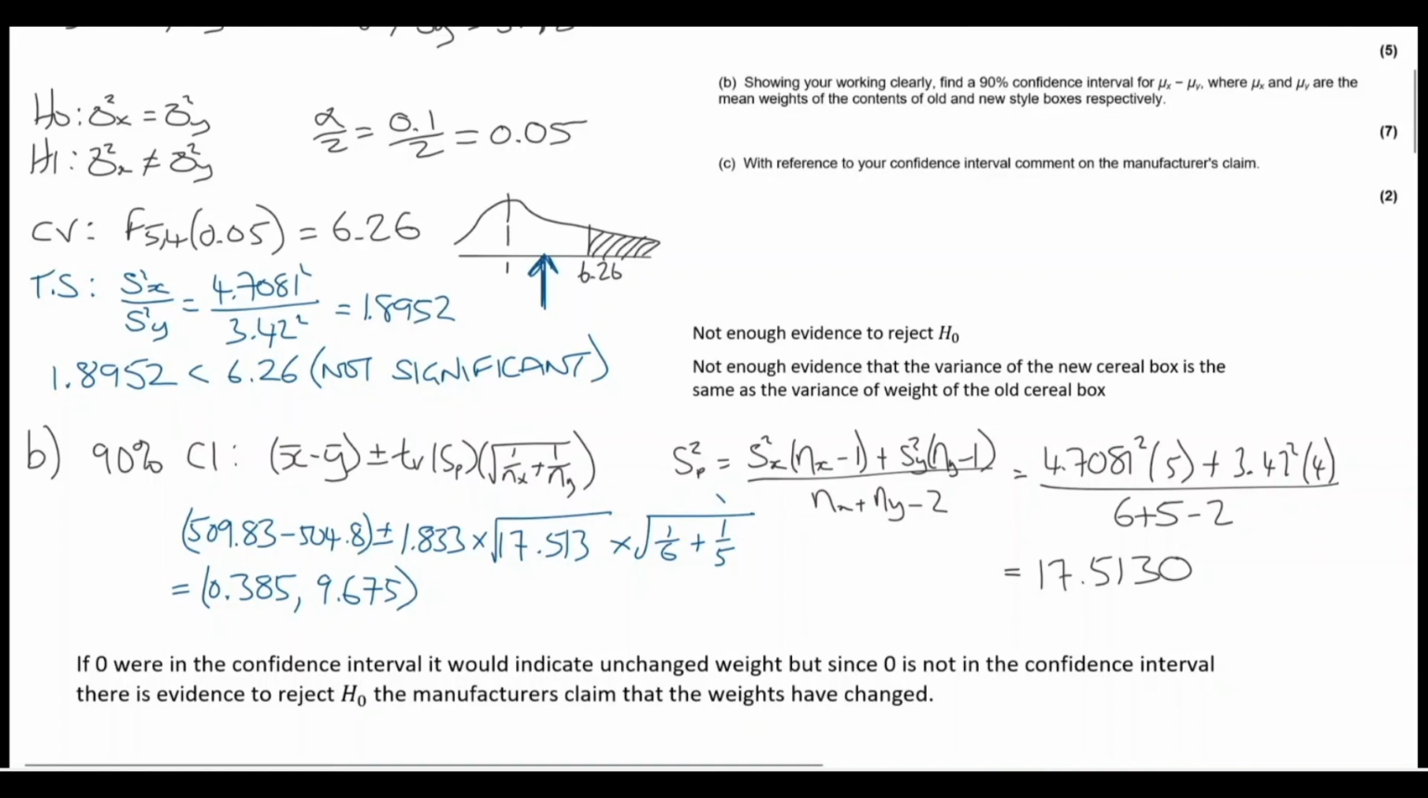If we wanted to show they were the same, we would have needed a 0 in between the boundaries of this confidence interval. But since it wasn't in the interval, we can conclude that the manager's claim that the weight is unchanged is incorrect. We can reject that claim from the manager.